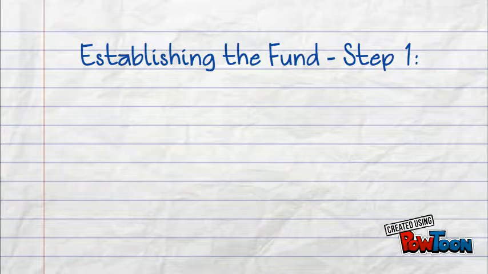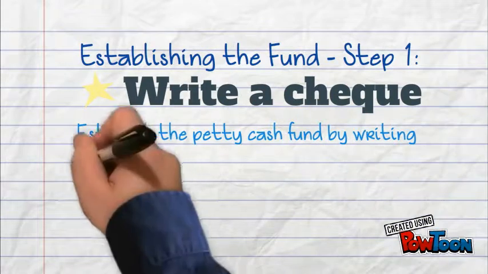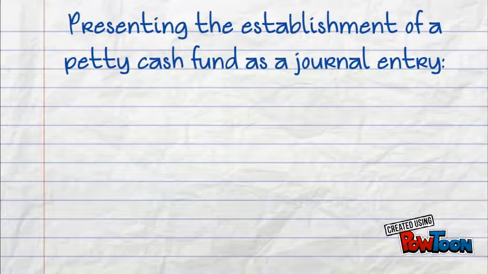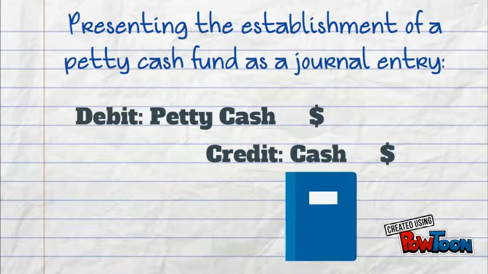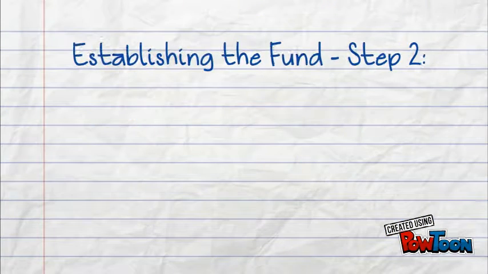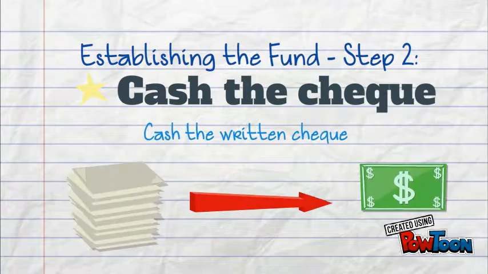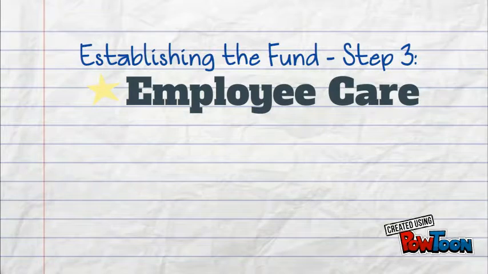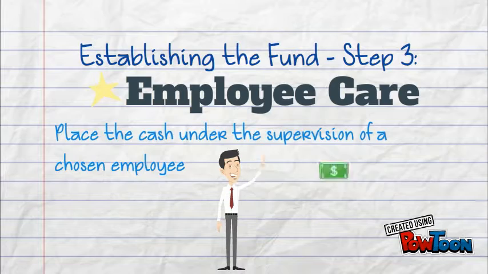Firstly, a petty cash fund is established by writing a check for the amount of the fund. This is recorded in a journal by debiting petty cash for the desired fund amount and crediting cash as the actual payment for the fund. Secondly, the written check is cashed. Finally, the cash obtained from the check is placed under the care of an allocated employee within the business's premises.